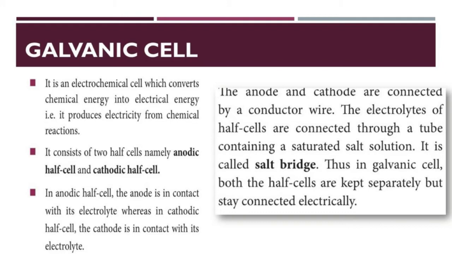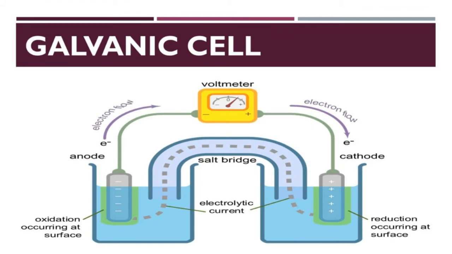Let's see how a galvanic cell produces electricity. At anode, oxidation takes place which releases electrons. These electrons are attracted by cathode, and hence the electrons flowing from anode to cathode are gained in the reduction reaction. As long as the redox reaction proceeds, there is a flow of electrons and hence electricity.